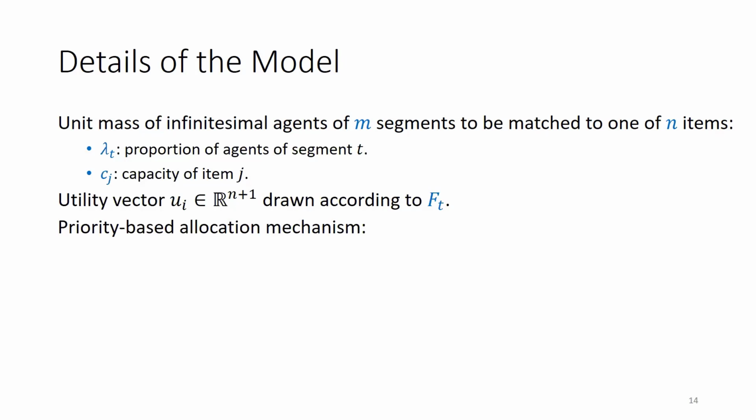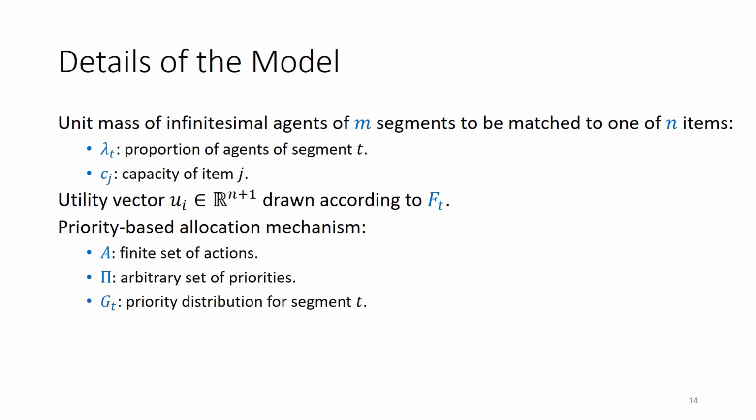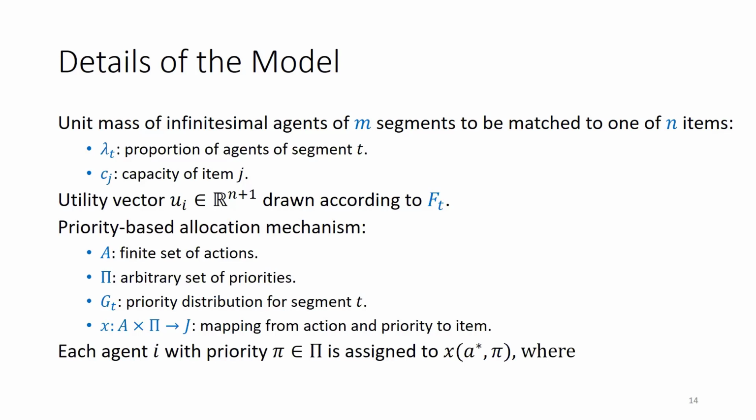A priority-based allocation mechanism is given by a set A of actions, a set pi of possible priorities, and a distribution G, which may depend on the segment, determining the priorities. So each agent of segment T will have his or her priorities drawn according to this distribution GT. And an allocation function X is a mapping from action and priority to item. Based on such a mechanism, each agent is assigned to a certain item X of A star pi, where A star is the agent's chosen action. This is the action that maximizes his or her utility given this allocation function X.